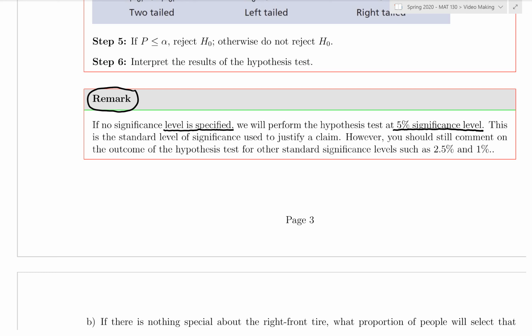However, I would like you all to get in the habit of commenting on the outcome of the test for other standard significance levels. All right. So once you do it for 5%, also keep an eye out for what would happen if you did the hypothesis testing at 2.5% and 1% as well. All right. So that's just for our own sake. But again, if there's no significance level specified, the agreed upon significance level is 5%.